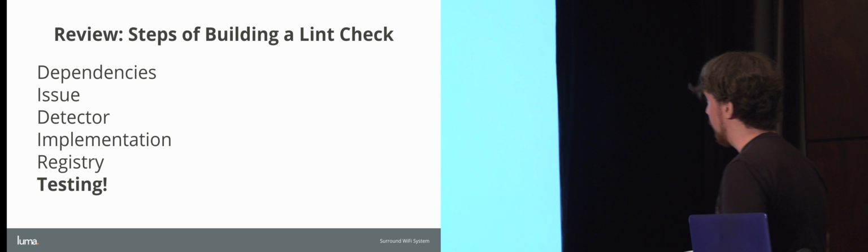So we've seen how to update our dependencies, creating an issue, detector, the implementation, and the registry. All those pieces together are how you create a lint check. So we would finish with that portion, but like I mentioned earlier, I think testing is an important part of this process because one, it's really useful to have verification that your lint check works as you believe it does, and two, it's really easy.